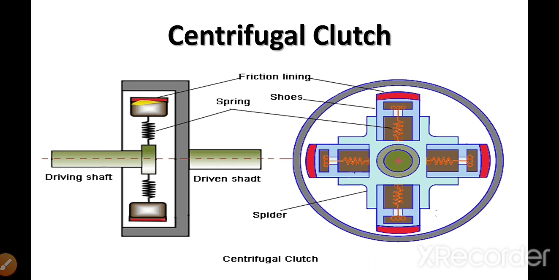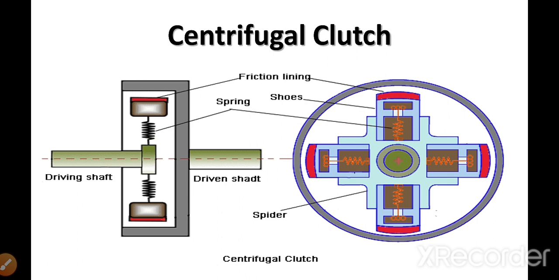In the front view you can also see the friction lining, and these are the springs, these are the shoes. Here, four shoes are shown. Now, how does it work and why is it called a centrifugal clutch?